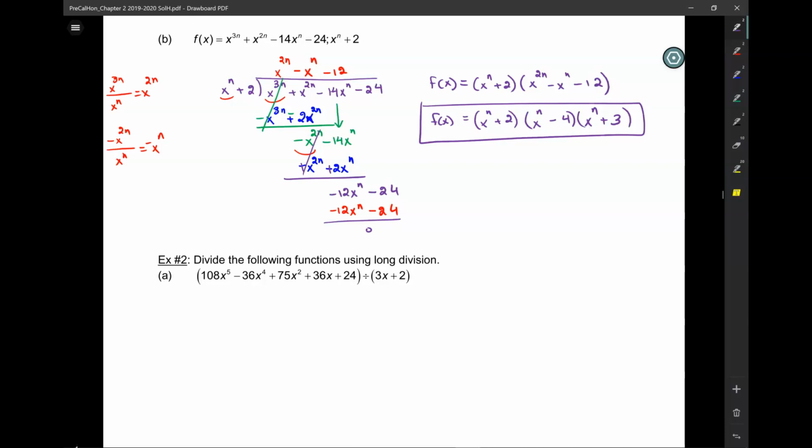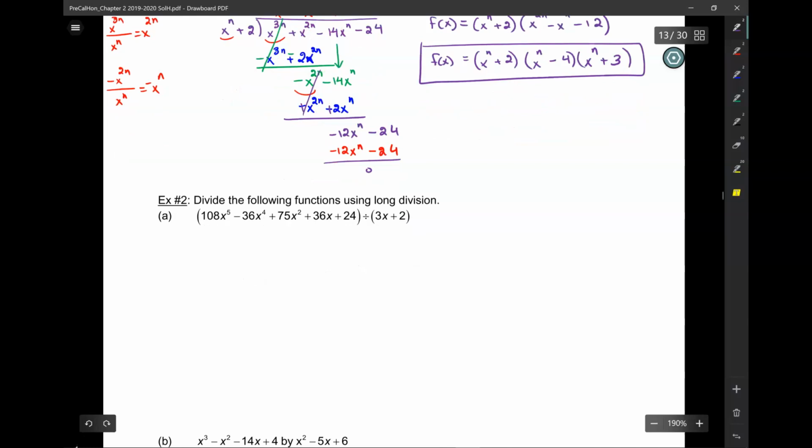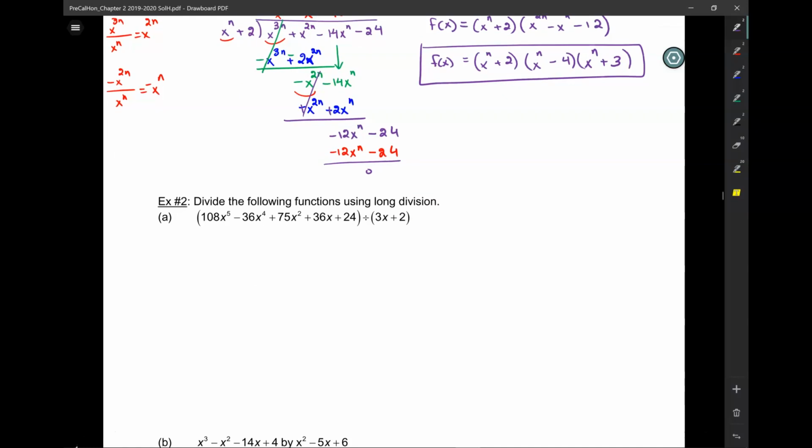All right. So let's go on to the next one. It just says to divide for this one. We're going to have to write a little small for this, I think. So we have 3x plus 2. Now look at the exponents here. I have a 5, 4. I'm missing the 3, 2, 1, 0.